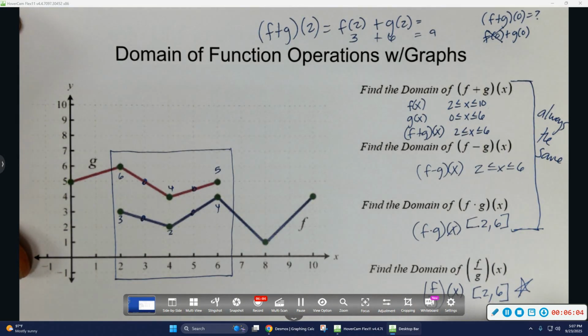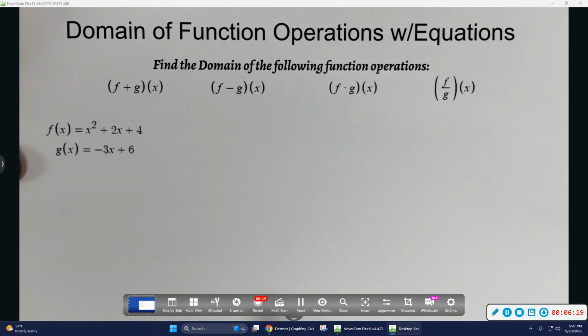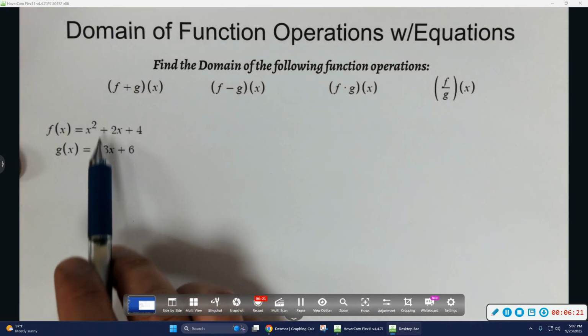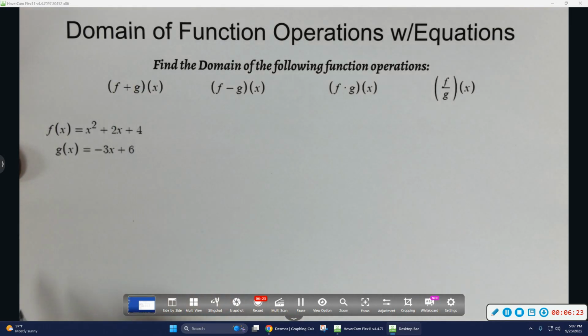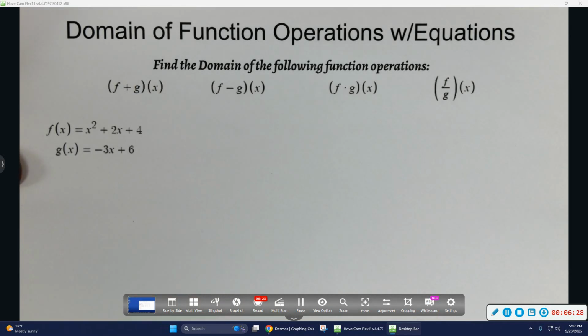But the domain here sometimes varies. And we'll do a few examples to talk about why that happens. So here's our first example. I want to find the domain when I add these two, subtract these two, multiply them, and divide them. To do that, I need to know what the domain is for the original functions.